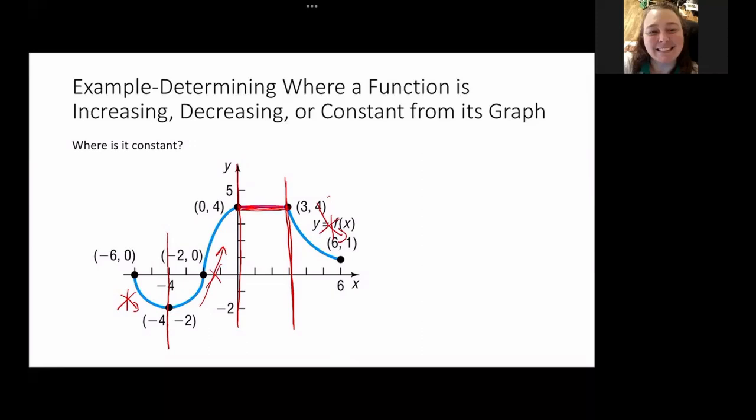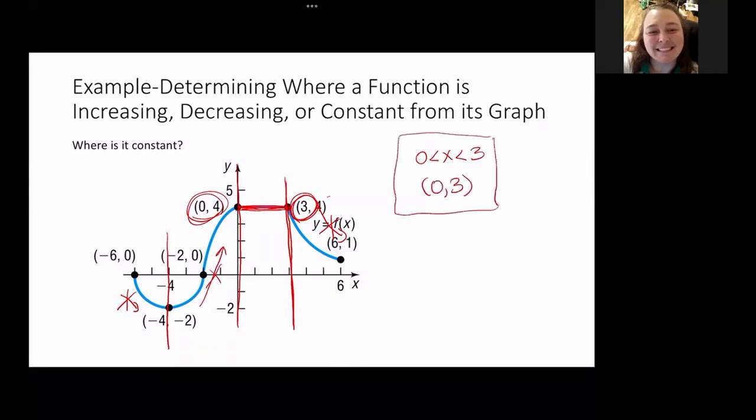And if you notice, X is not changing, okay? I mean, I'm sorry, Y is not changing. Y is not changing. We are a straight horizontal line. So we can say we are from 0 to 3, or (0, 3). So we can say it is constant when x is between 0 and 3, or the interval (0, 3), on that open interval.